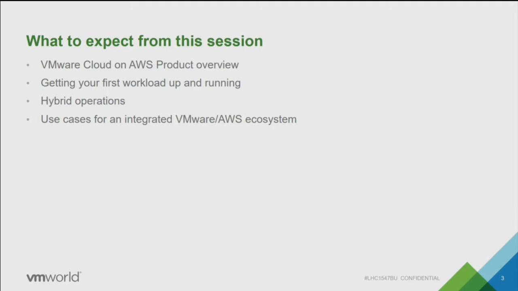We're going to give you a product overview, really high level. Then we're going to go and do the setting up of your first SDDC. How does it work? How do you put your first workload on the cloud? Then we'll move over to talk about hybrid operations, that single pane of glass that we've been talking about, and then we'll talk about the interesting use cases we have leveraging the larger AWS services ecosystem and the VMware Cloud on AWS APIs.